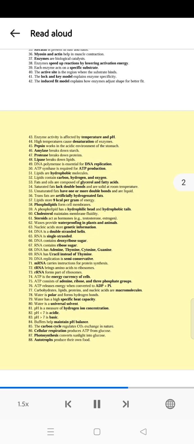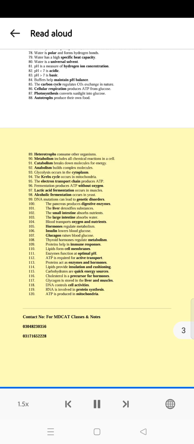Cellular respiration produces ATP from glucose. Photosynthesis converts sunlight into glucose. Autotrophs produce their own food. Heterotrophs consume other organisms. Metabolism includes all chemical reactions in a cell. Catabolism breaks down molecules for energy. Anabolism builds complex molecules.